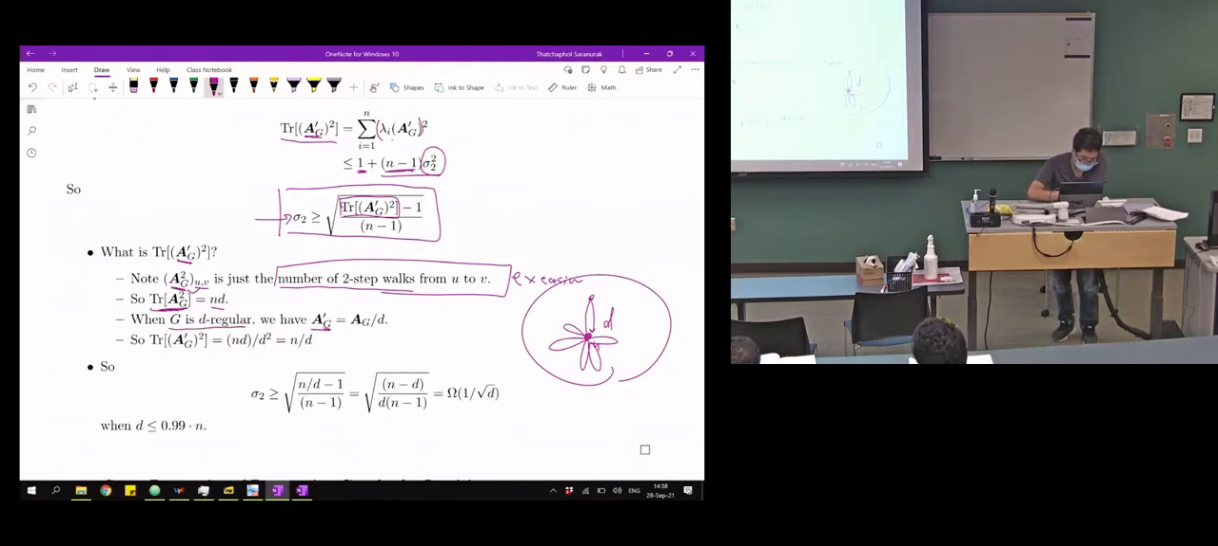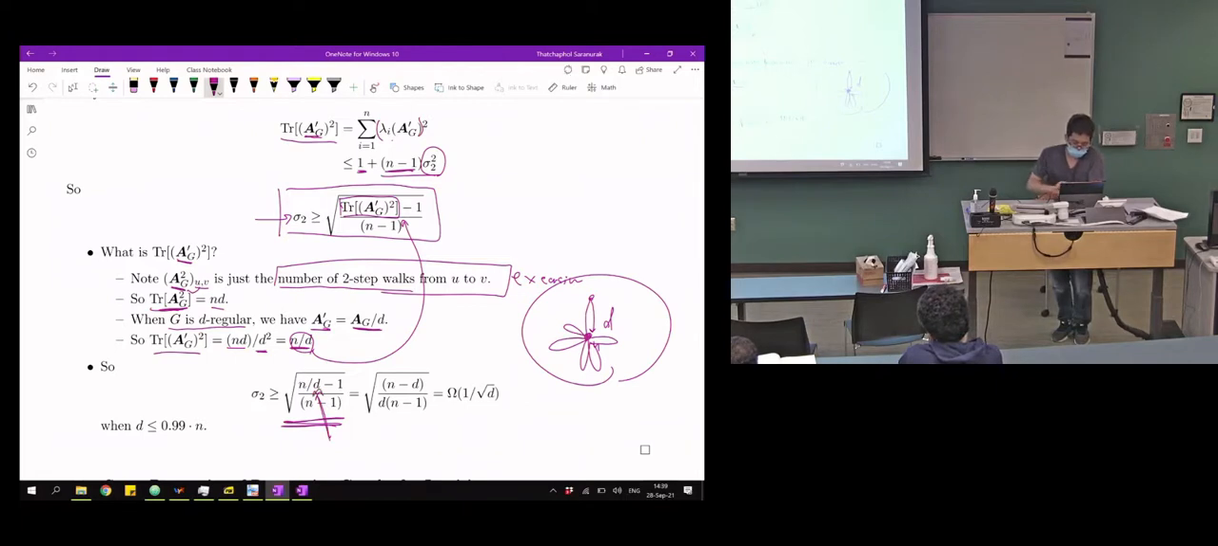When G is D-regular, the normalized adjacency is just A over D. So the trace here is just this thing over D squared, which is N over D. Now you plug this into the formula, and you get this thing. So when D is not too big, if D is N, like a clique, then this doesn't tell you anything. But when D is less than N, then this term is at least 1 over root D.